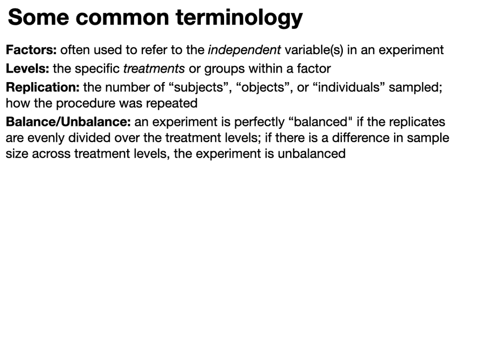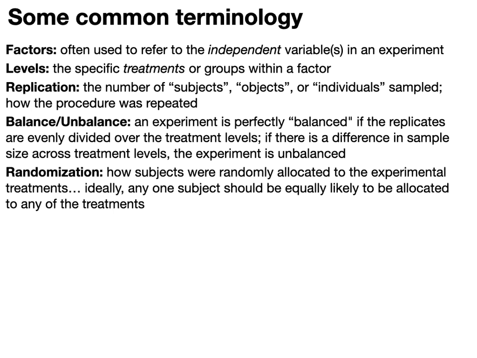Balance or unbalance is something we'll get to later in this presentation. An experiment is balanced if the replicates are evenly divided over the treatment levels. If we have a difference in sample size in different treatment levels, then the experiment is unbalanced. Randomization refers to how subjects are randomly allocated to our experimental treatments. Ideally, any one subject should be equally likely to be allocated to any of the treatments.